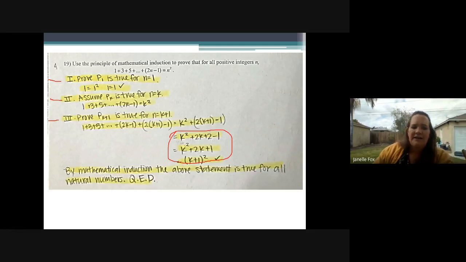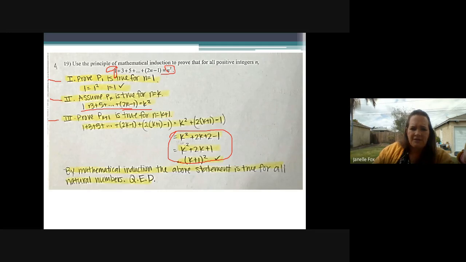So the first thing you write in English, prove P sub 1 is true for n equals 1. You take the first term, which is that guy right there, and then you plug in 1 on the other side. So 1 is, in fact, 1 squared. Step 2 would be to assume P sub k is true for n equals k. You literally copy down the entire thing, but just write k's instead of n. So you just write the whole thing.